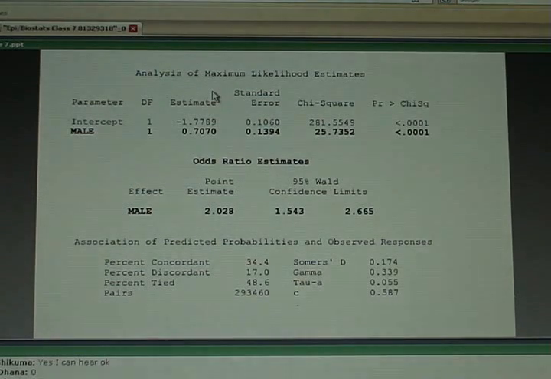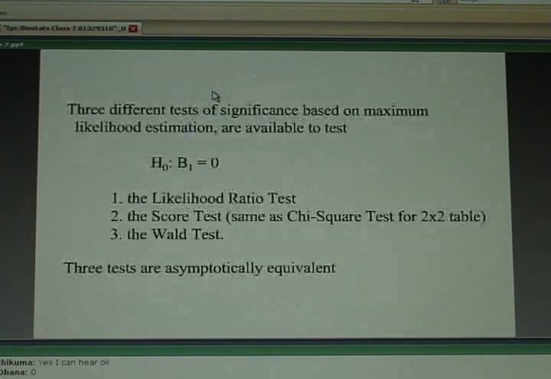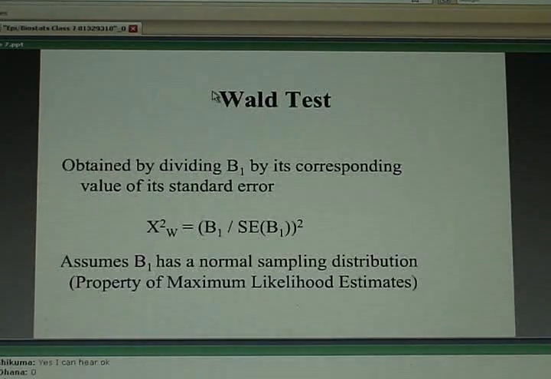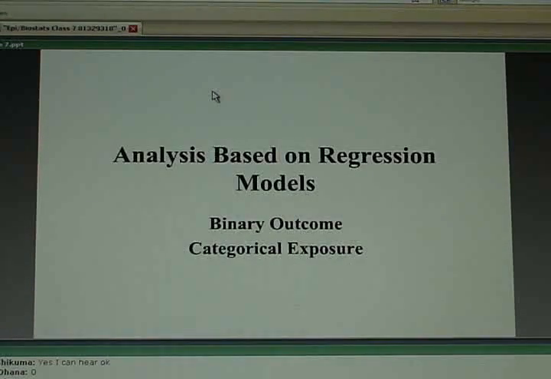This is the Wald chi-square test. So what the Wald chi-square test is doing is taking the value for B1 divided by its standard error and squaring it. If the null hypothesis is true, that number should look like a typical value from the chi-square table. So what it does is it looks that value up in a table.